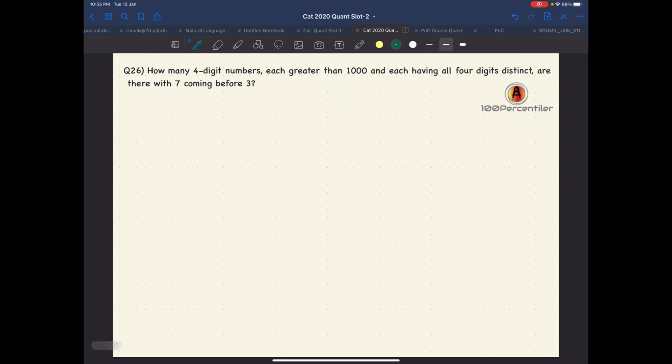How many 4-digit numbers, each greater than 1000 and each having all 4 digits distinct, are there with 7 coming before 3? So here we do it by the counting principle. Let's count the various cases. Let's keep 7 at one extreme end. So 3 could either come here or here or here. So there are 3 places to fit 3, and the rest of the 2 digits, since all 4 digits have to be distinct, can be filled in 8 into 7 ways, because we are left with 8 digits after we have filled 7 and 3. So this will come out to be 168.